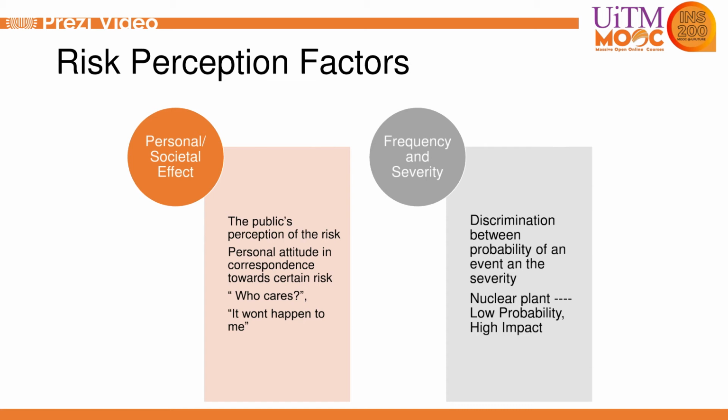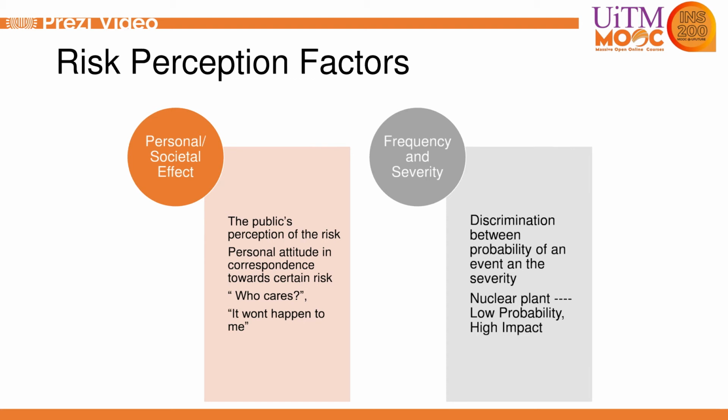And the last one is frequency and severity. Okay, this is where discrimination happen between the probability of an event and the severity. For example, when the government want to build up a nuclear plant in Malaysia. Okay, when we talk about nuclear plant, there is low probability that the nuclear plant will be exploded. But once it explode, it will give high impact to the environment and the place around the nuclear plant. So this is where the development of nuclear plant involve low frequency but high severity.